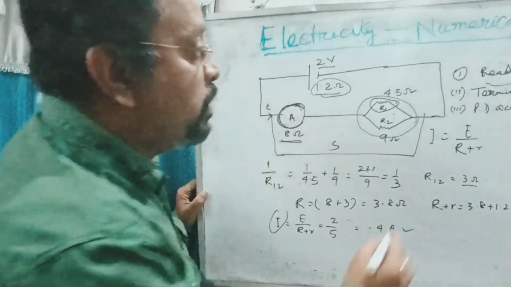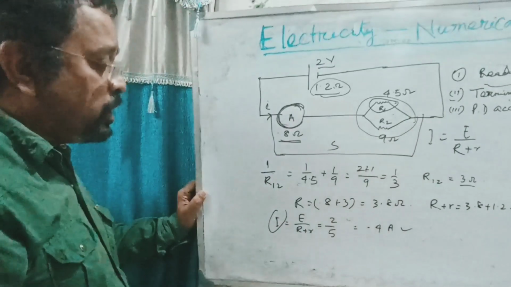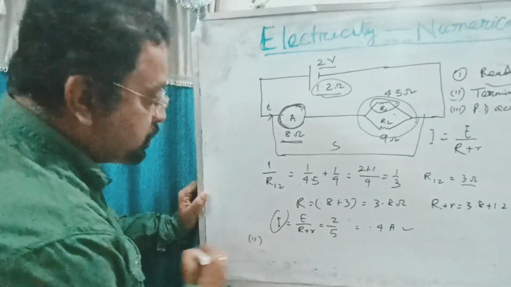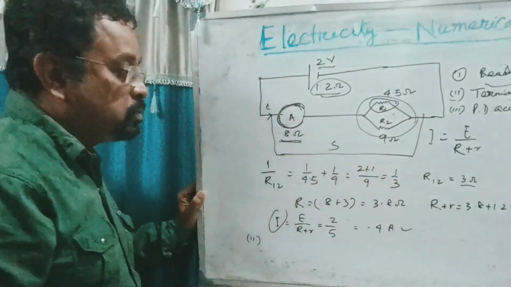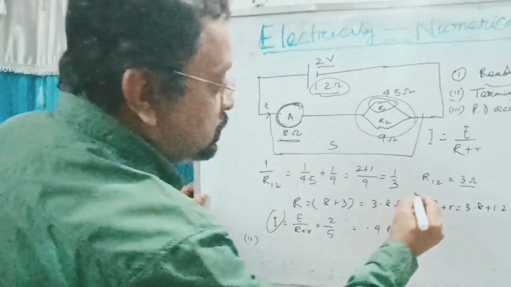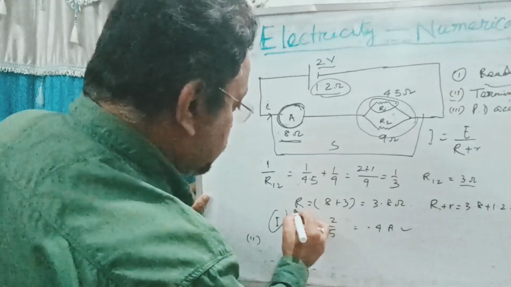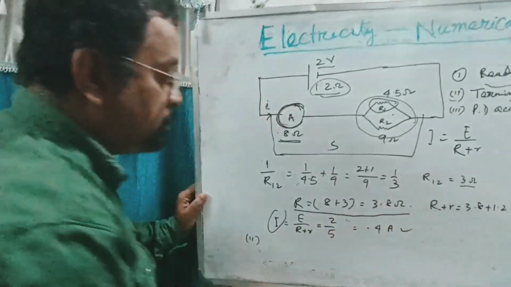Now the second one, terminal voltage. So what is the terminal voltage? Terminal voltage means the potential across the external resistance. So what is the external resistance? External resistance is your total R. This is the external resistance, 3.8.